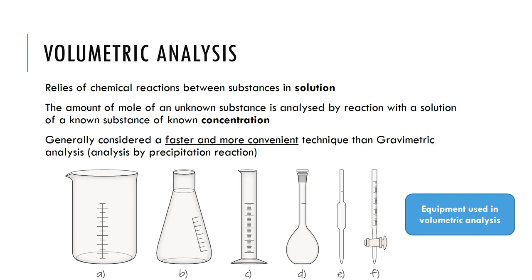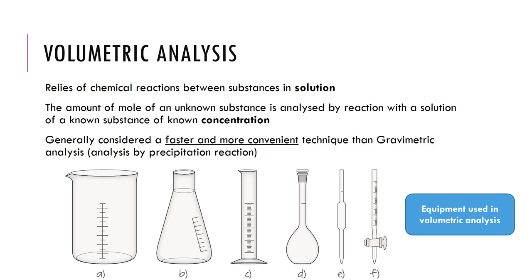What we have here is essentially the equipment that we see used in volumetric analysis, and that is our beaker, conical flasks, measuring cylinders, volumetric flasks, pipettes and burettes. It's these last three that will be quite new to you in terms of equipment that we haven't used much in class. Our beakers we largely just use to hold solutions. They're not very accurate. Our conical flasks is what we will titrate into.